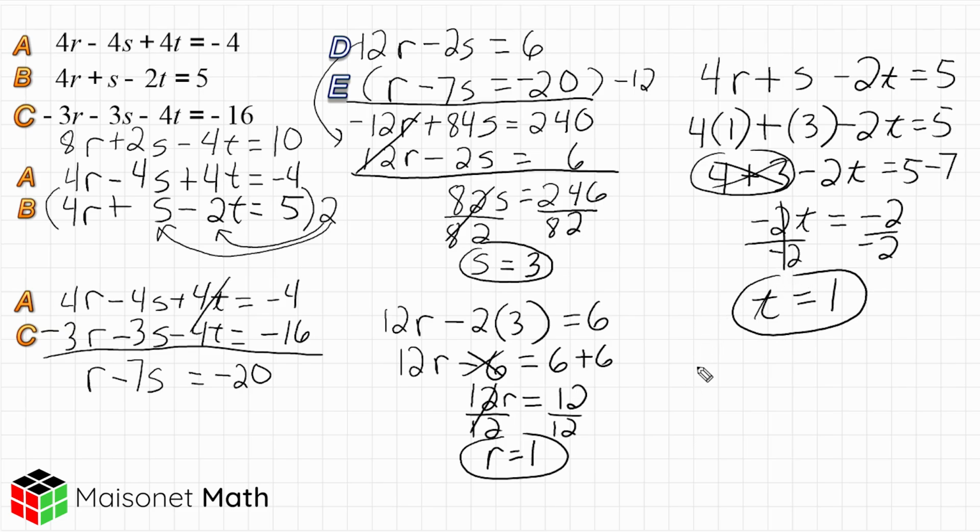Now, sometimes you may see your answer written like this. They take the variables in alphabetical order and write them inside parentheses. So our first variable would be r, so that solution is 1. The next variable alphabetically is s, so then it would be 3, and t is the last variable alphabetically, and that would give us 1. So the values of r, s, and t are 1, 3, and 1.